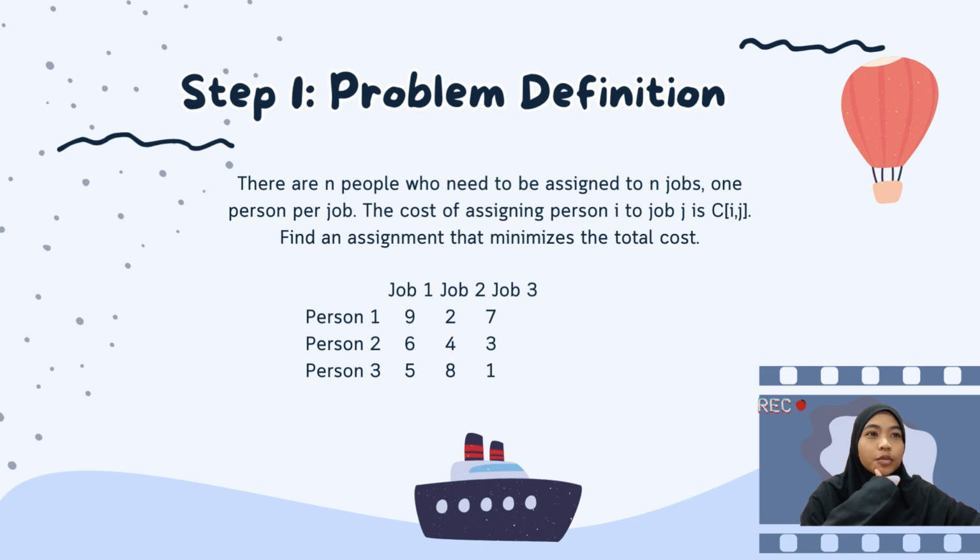So we go to step 1, which is problem definition. There are n people who need to be assigned to n jobs, one person per job. The cost of assigning person i to job j is C matrix ij. Find an assignment that minimizes the total cost. So we have job 1, job 2, job 3, person 1, person 2, person 3. So let's go through the next step.